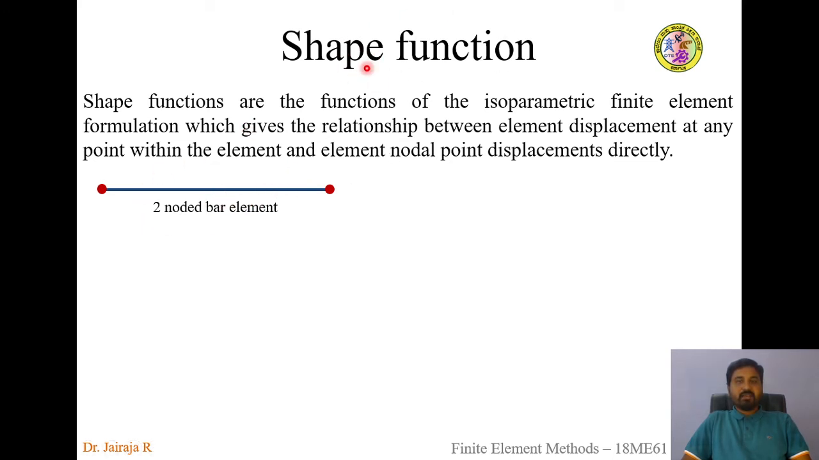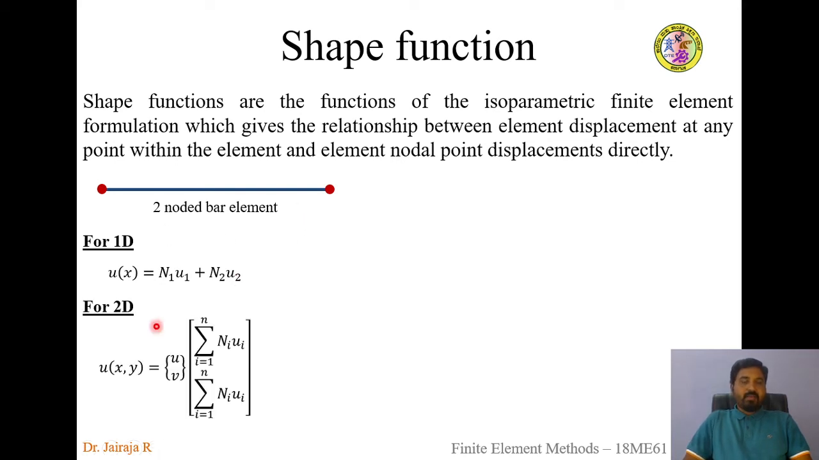Why are shape functions required? What is a shape function? It gives the relationship between displacement at any point within the element and the element nodal displacements. So it gives the relationship between any point within the element and the corner node displacements. In the element it is called the shape function. So for a one-dimensional element, u is equal to n1 u1 plus n2 u2. n1 and n2 are the shape functions, and u1 and u2 are the displacements at node 1 and node 2.